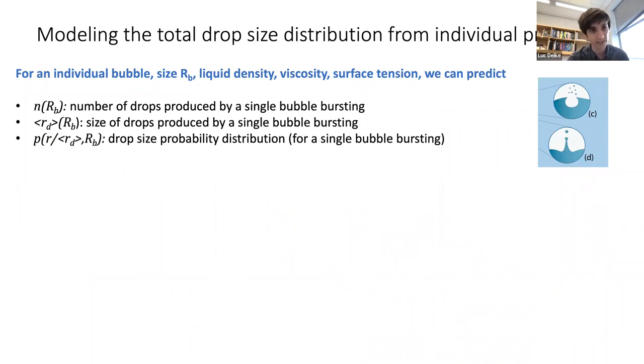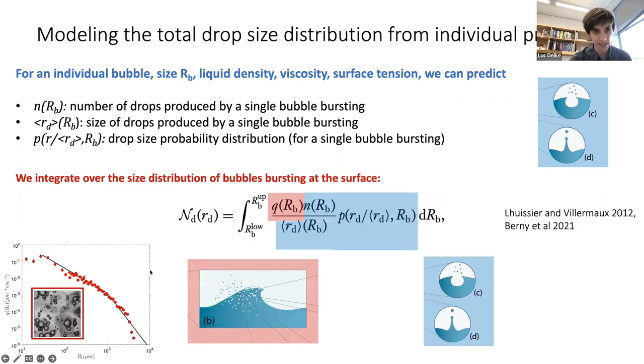We could also predict their velocity and the number of drops produced by a single bubble bursting. You can do this, then you can acquire statistics so that you also get the size distribution associated to a single event. And at this point, because you know the distribution of bubbles under the breaking wave from the first part of my talk, you can integrate all of your individual bubble processes into all the bubbles in the system. And what we're doing here is we're assuming that all the bubbles are going to behave as if they were alone, which is a big assumption. And then you just sum everything, in a sense.